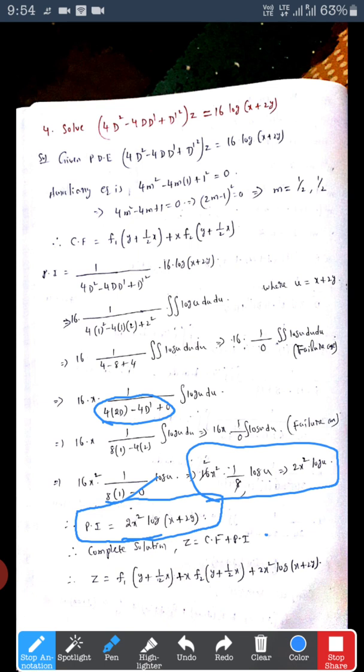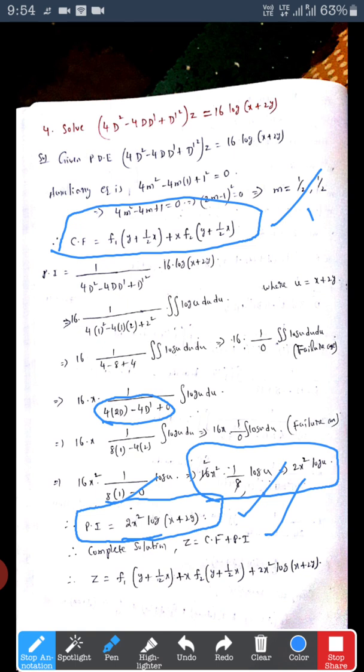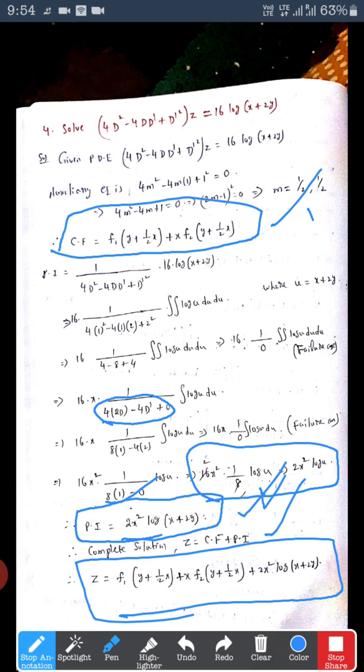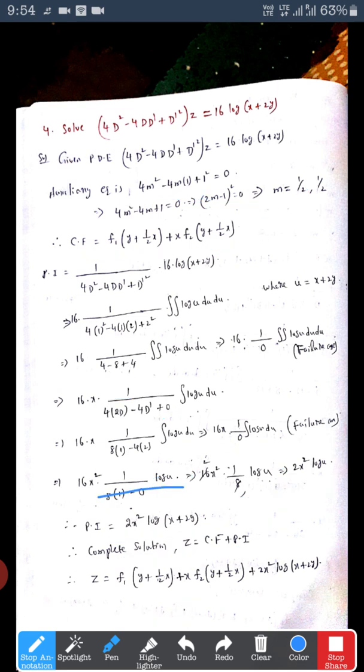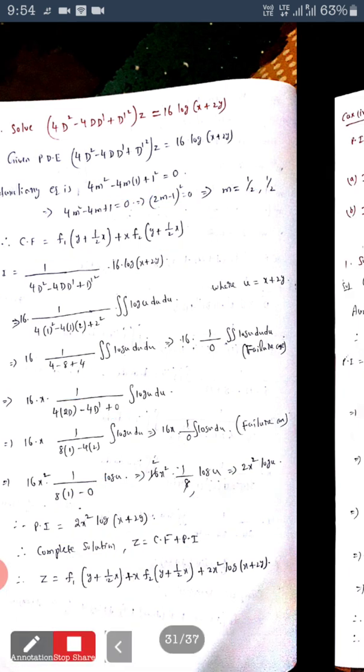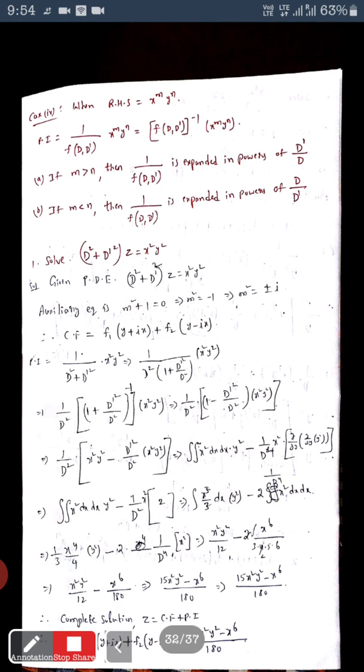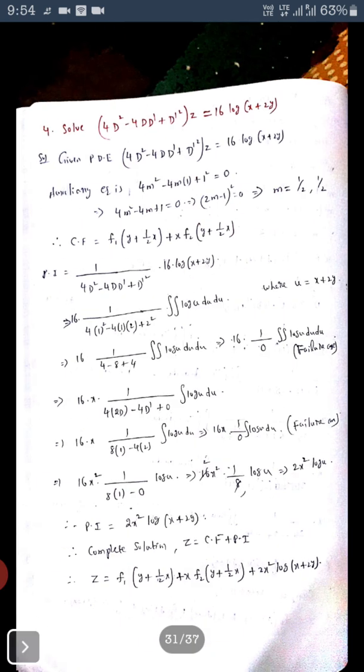Therefore, for the complete solution, we combine the complementary function and the particular integral. This is CF in this particular problem, and this is PI. Combining these two, 1 and 2, gives the complete solution. So this is the procedure for finding the solution when the right hand side is of the form ax plus by.